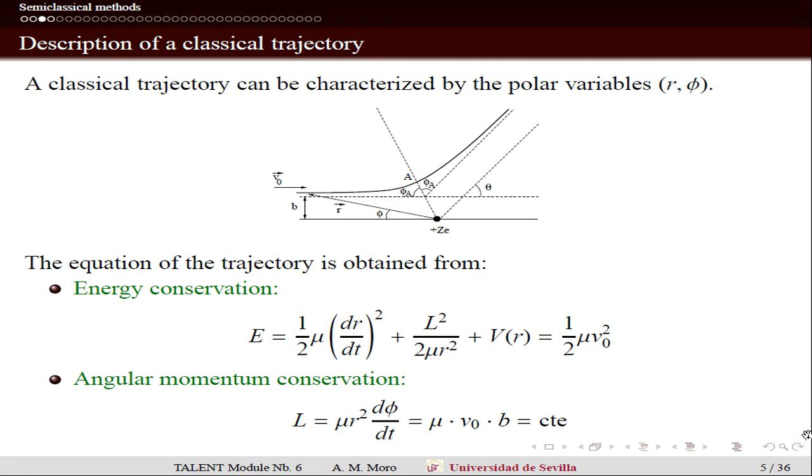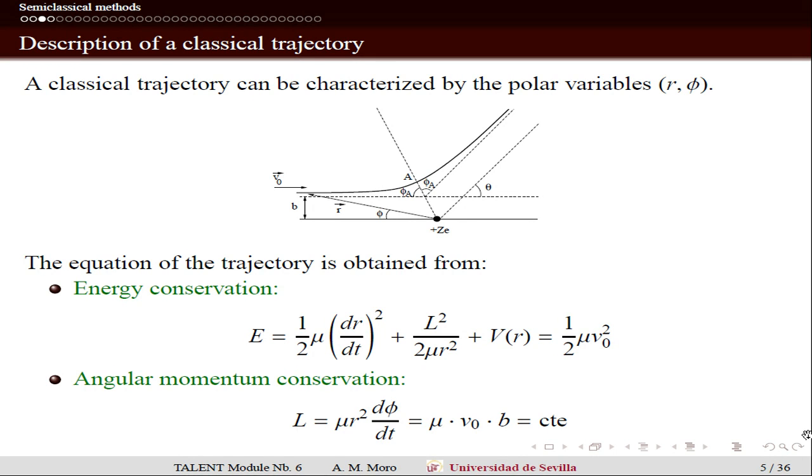So we have two problems to solve now: the problem of the classical trajectory, that is a classical problem, and then the quantum mechanical problem. So let's start from the classical problem. There are many ways of describing a classical trajectory. A possible way is in terms of these polar variables.